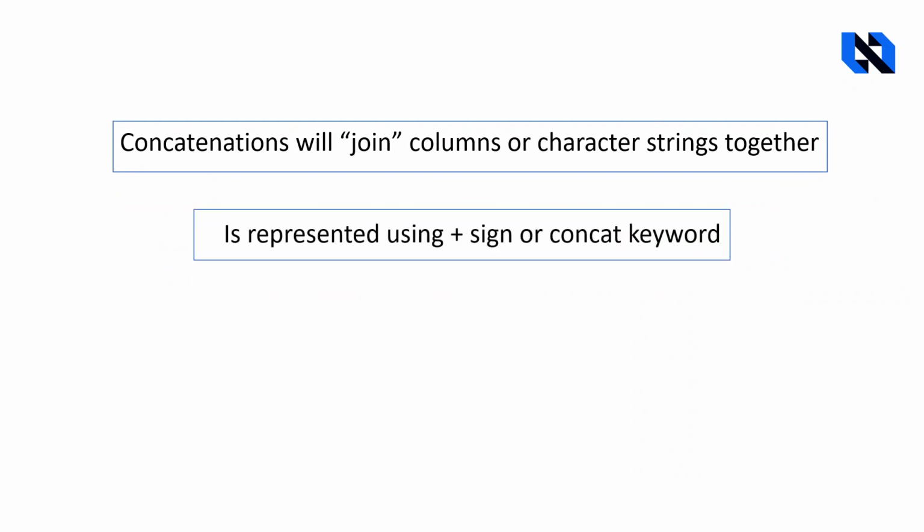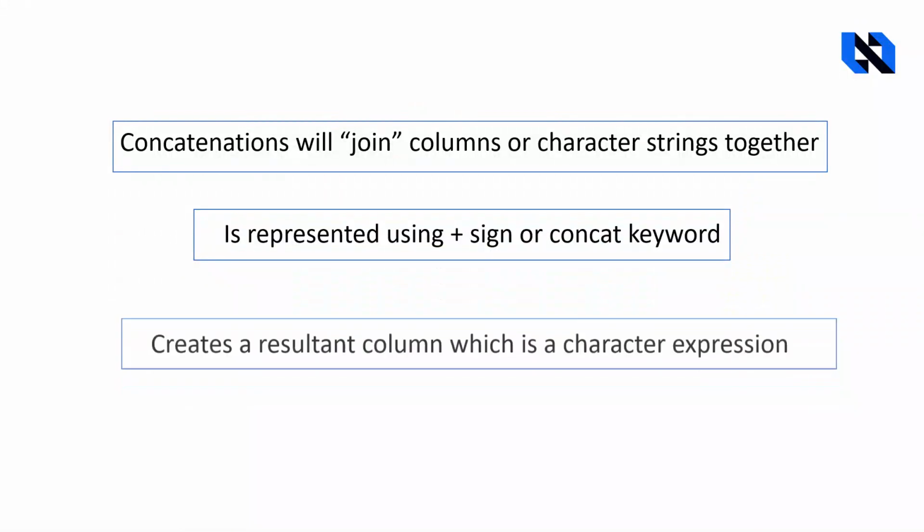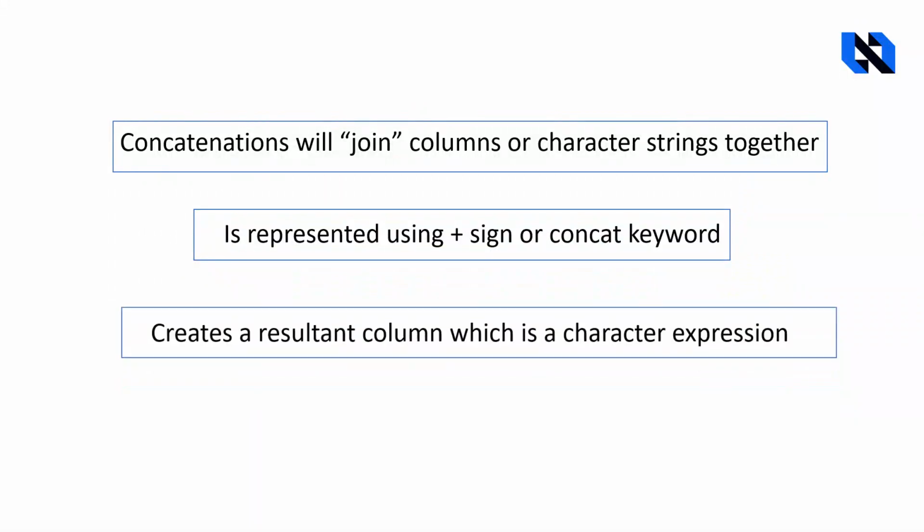And one way by which you can carry out a concatenation is either by using the plus sign or the concat keyword. So we're going to look at how we can carry out concatenation using both methods. Now, concatenation would create a resultant column, which is a character expression. Let's head over to our server and see how concatenation works by either using the plus sign and the concat. We'll look at the differences and also the similarities.